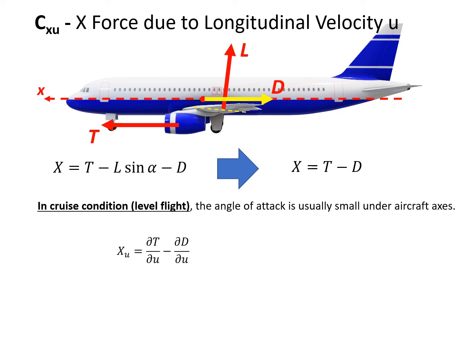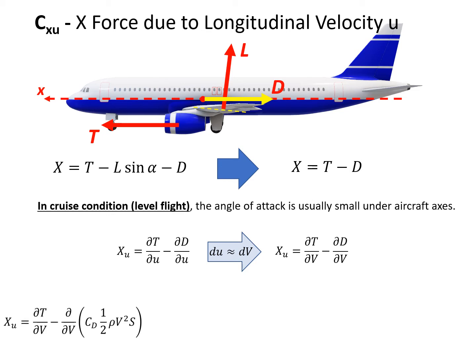Okay, so now we do the derivative partial x partial u, and each component needs the same operation. So partial T partial u minus partial D partial u. And we can assume in level flight, the change in horizontal velocity is the change in total velocity. Then we have X_u equals partial T partial V minus partial D partial V. So we are replacing the small u by V. And because we know the drag is Cd times half rho V squared times S, we just plug it in.